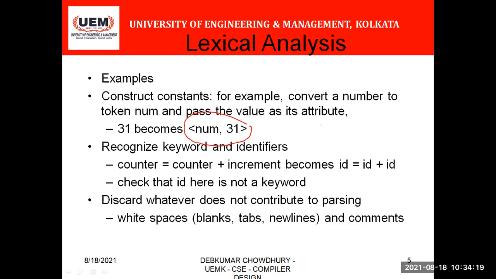Similarly, if we have identifiers, say id = id + id, then we can generate the tokens as <id, 1> = <id, 2> + <id, 3>, each within angular brackets. We first need to check whether that identifier is a keyword or not. If not a keyword, then we can represent it in this way. We need to discard whatever does not contribute to parsing. That means for the parser, blank spaces, tabs, new lines and comments are not required, so we need to delete all these.